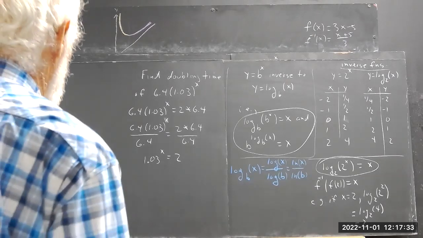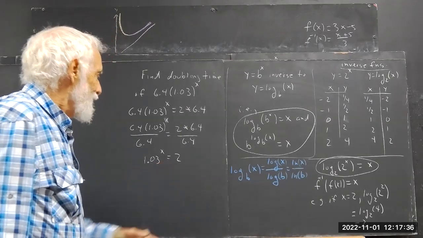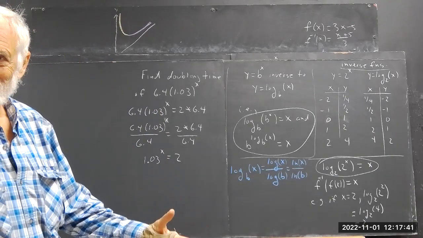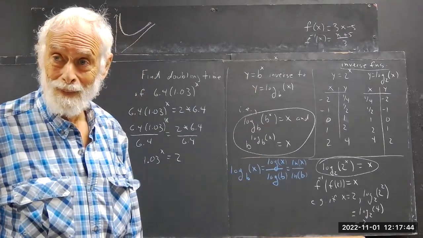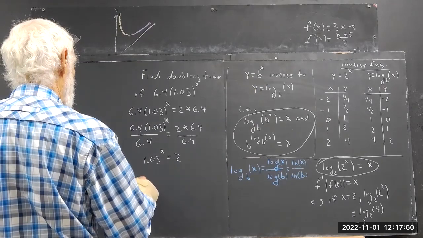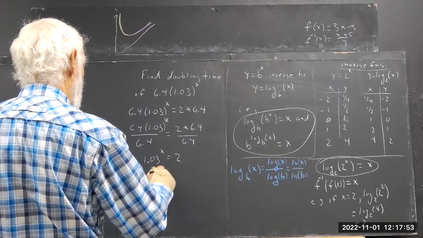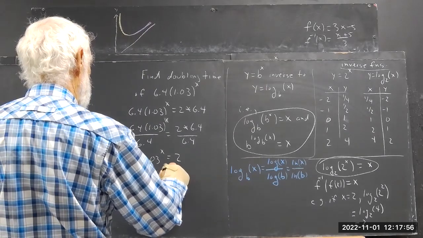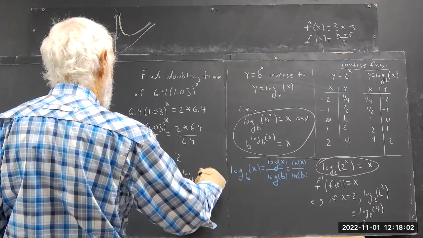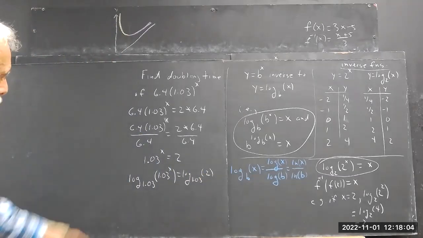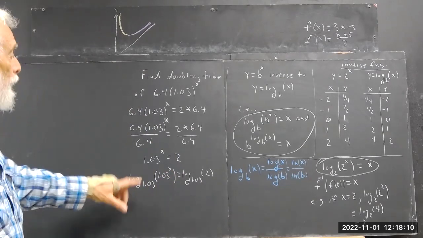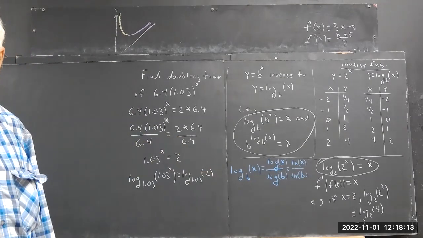Okay, well, I didn't really give you time to ponder. The point is, x is in the exponent here. You can't get to it unless you use this. Okay, so I'm going to say the log base 1.03 of this equals log base 1.03 of this, right?